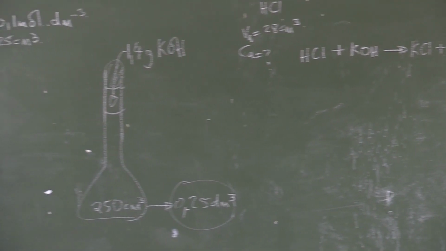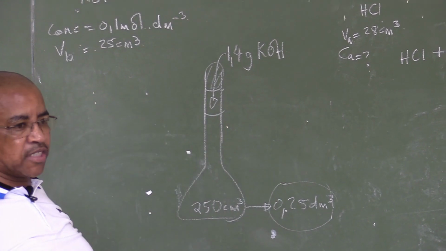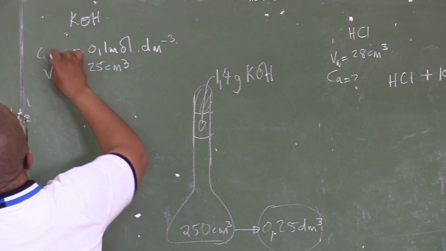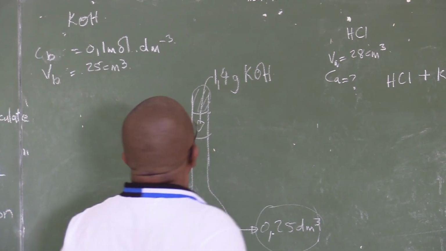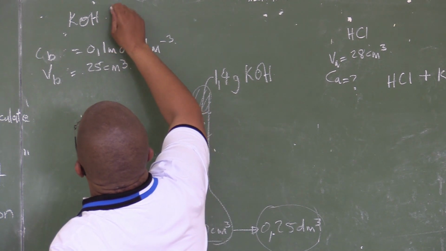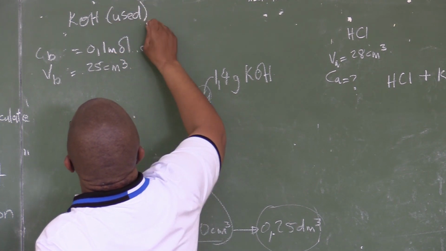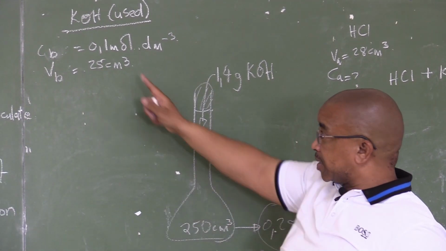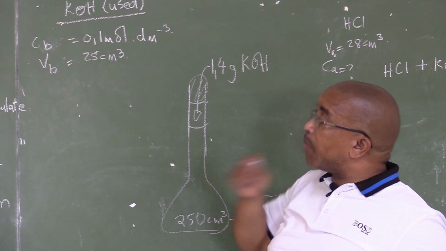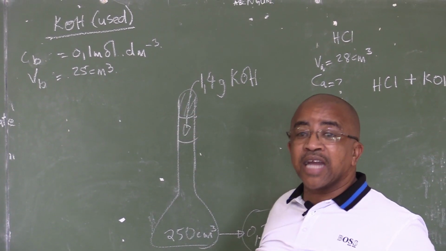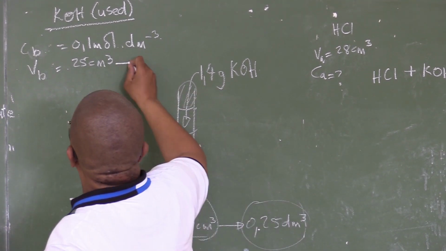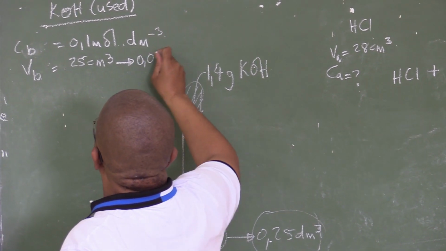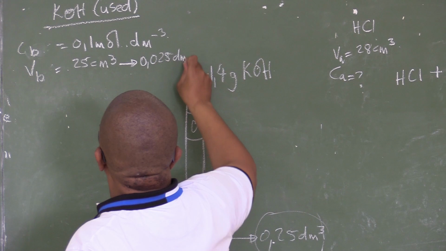Right, we come back to checking the concentration of the acid. Now this is, let me say, the concentration of the base, CB, and the concentration of the acid. Now this is the KOH that was used. So you do not get confused, the 25 taken out is what we used. Let us check, from the 25 taken out, how many moles there are. Let us convert 25 cubic centimeter to 0.025 decimeter cubed.